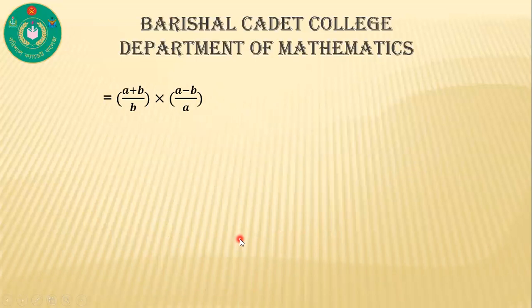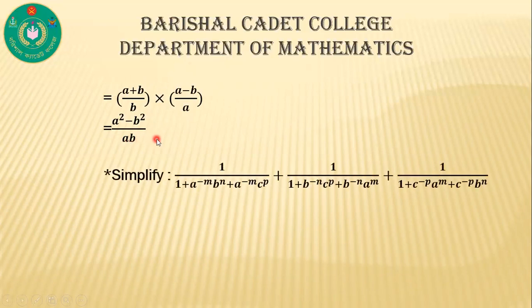Now the remaining term is (a+b)/b into (a−b)/a. Now multiplying this term, we can write (a+b) into (a−b) is equal to, we know, a² − b², and a into b, that means ab. This is our required answer. Now another question.